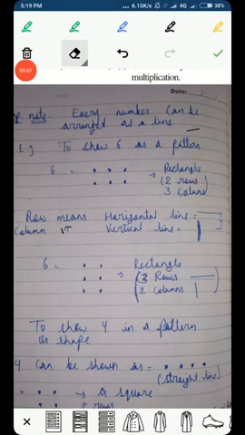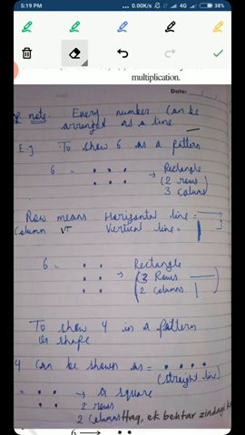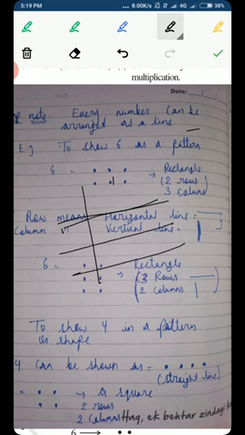So we have shown 6 as a pattern of rectangle, in which we have drawn 2 rows and 3 columns. If you don't know what is row and what is column, anything written horizontally is known as a row, and anything written vertically is known as a column. So this is a row, this is a row, this is a row, this is a column, this is a column, this is a column.